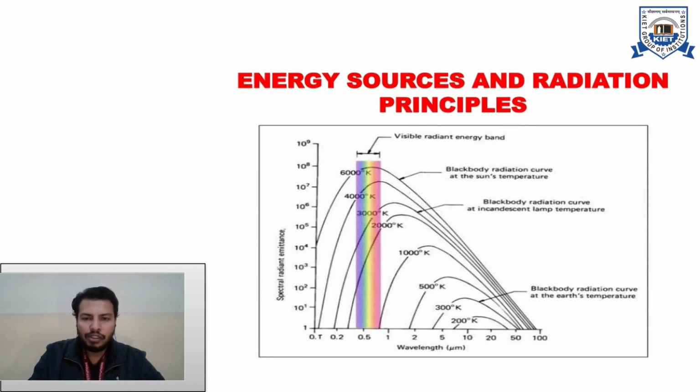We can see this from the chart also. For a particular value of wavelength, if you increase the temperature, you can see what will happen. With an increase in temperature, the spectral radiance is increased.